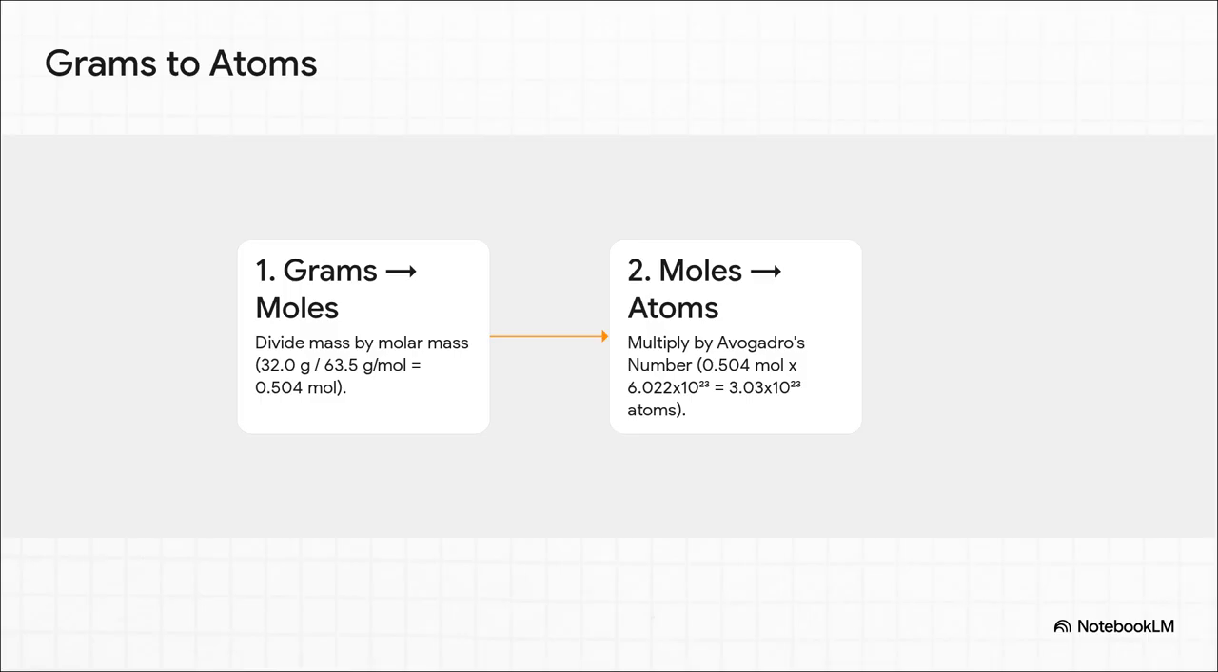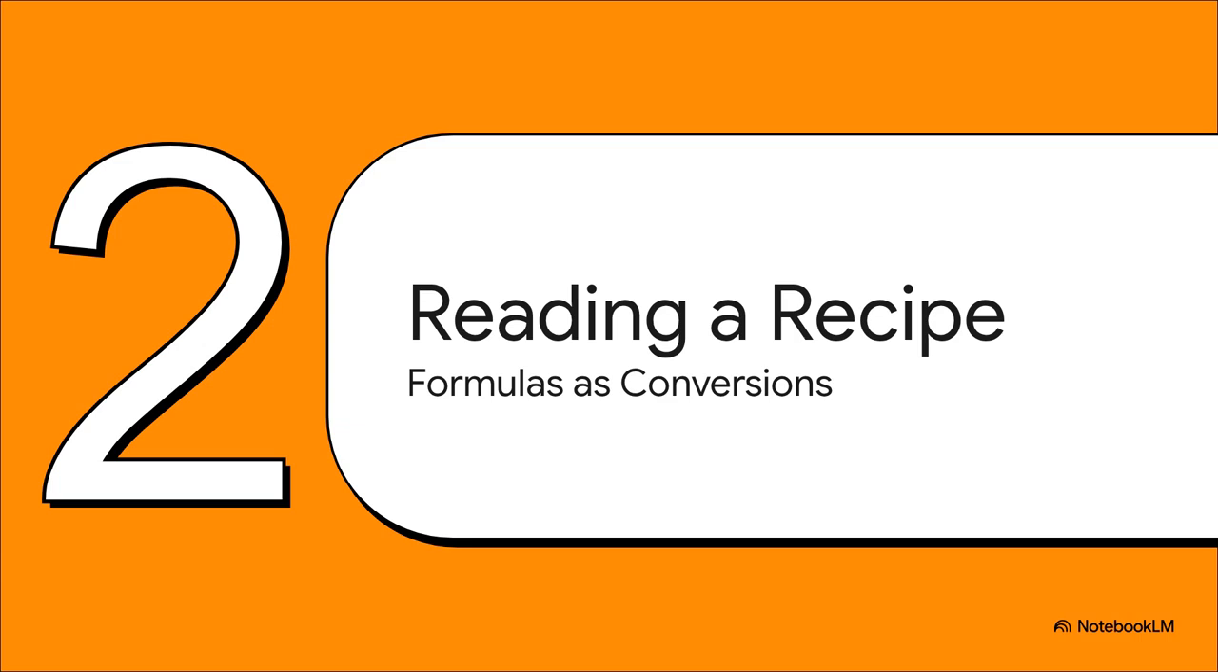Pretty cool, huh? Okay, tool number 2 is all about reading recipes. We're going to see how chemical formulas aren't just letters and numbers. They're actually incredibly powerful conversion factors.